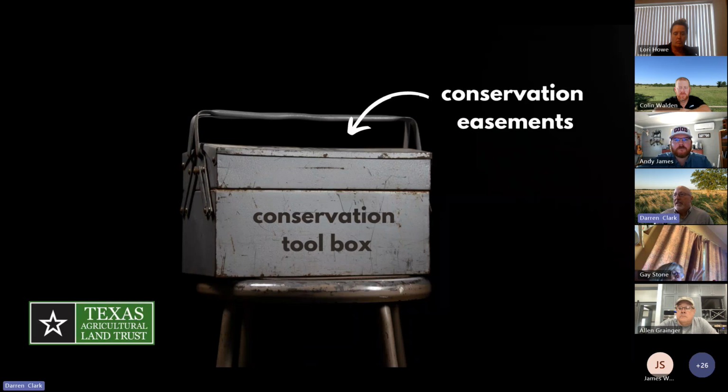So conservation easement is just one of many tools in the conservation toolbox. And for me, it's my favorite. I think it provides the most return for the investment because they are a permanent protection for that property to ensure that it's always in agriculture and wildlife versus any other type of conservation measure you would want to apply, if it's brush control or seeding or even water improvement. Those have a lifespan.